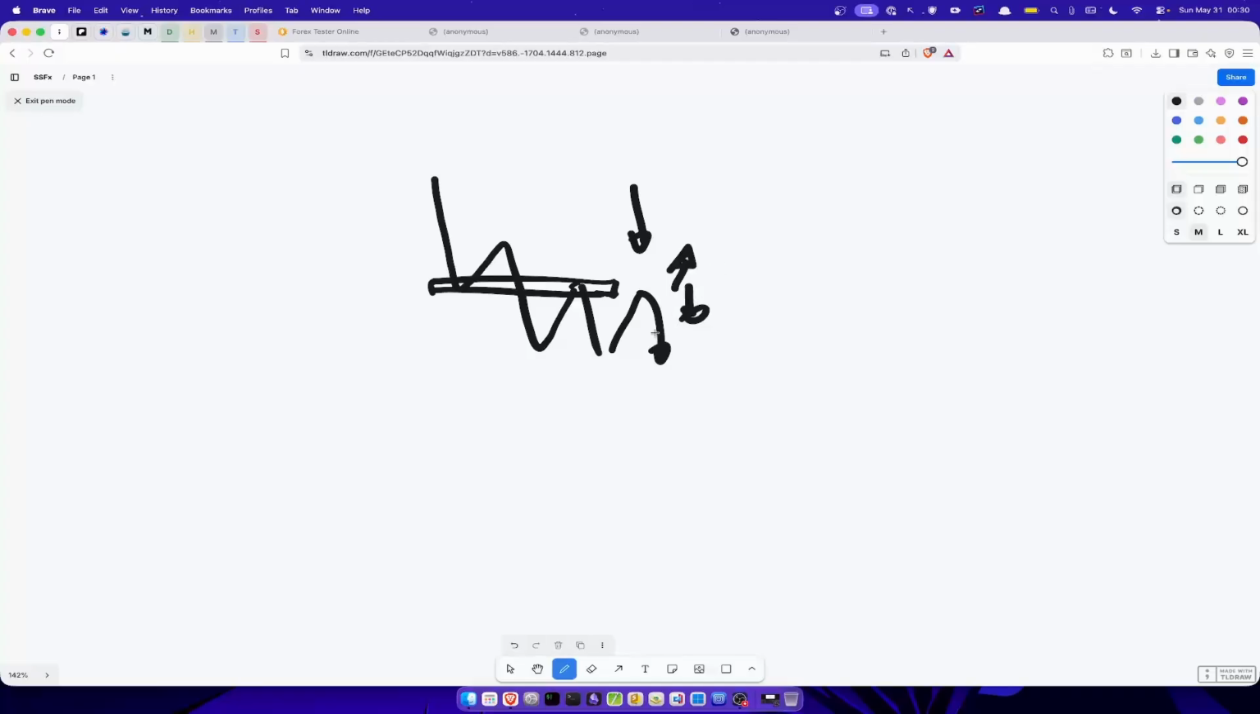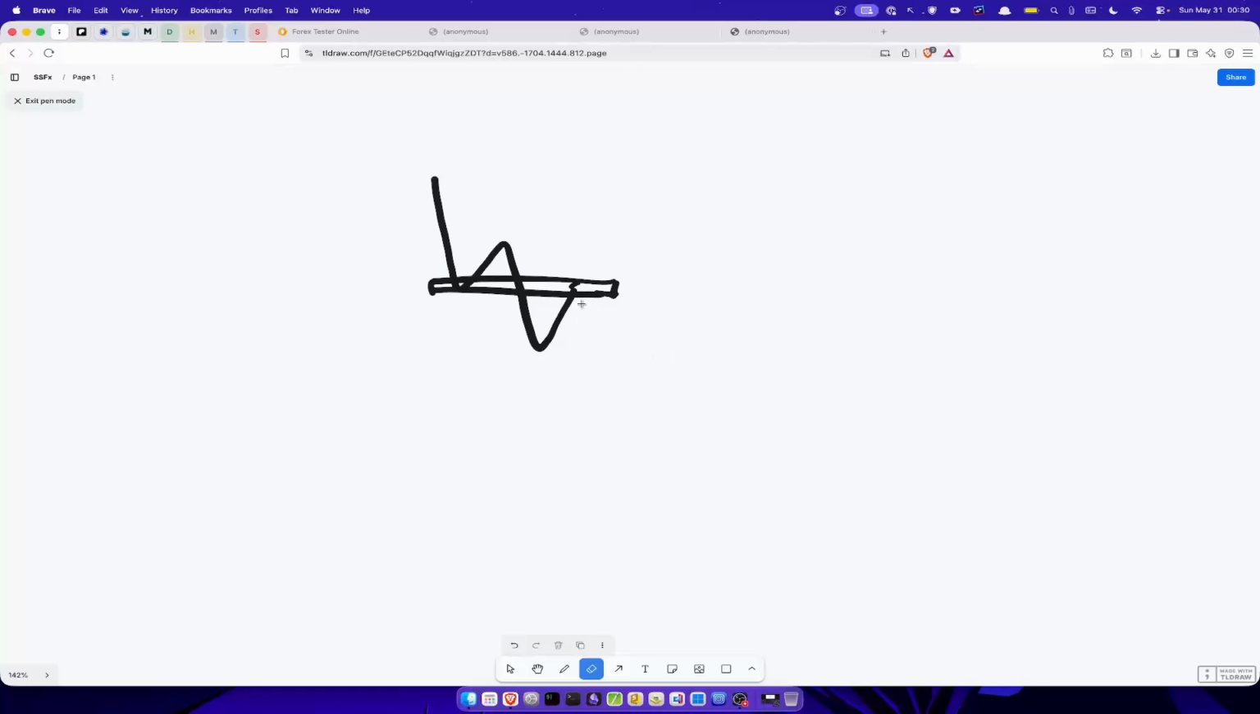So to better explain this, assuming the market was heading lower, it gets to this point and it gives us a signal that it wants to continue lower. So it was reversing temporarily and now wants to continue lower.